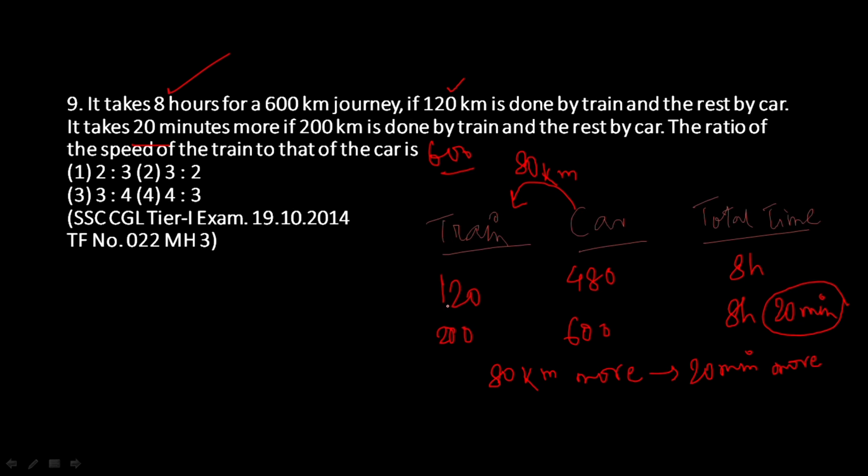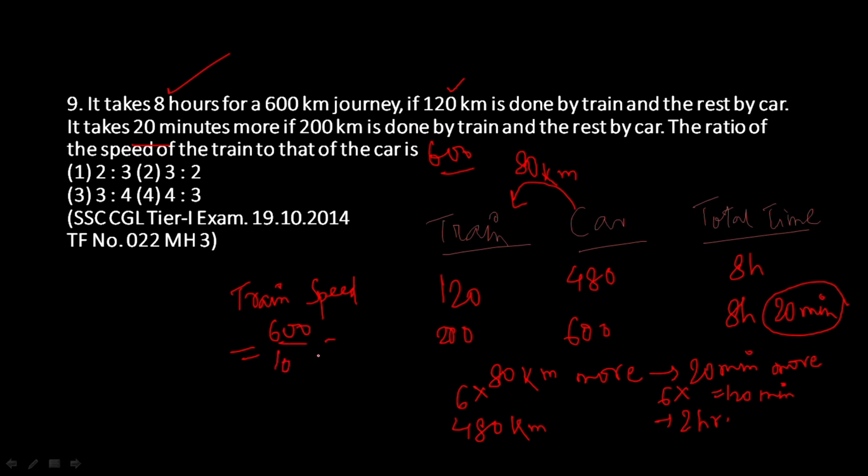So if this is 480 more, means if we have to multiply it with 6, means in that case the train will cover the whole distance 600 km, right? So it will be 480 km and it will take extra 2 hours, 120 minutes, means 2 hours, right? So if the train will cover total 600 km, then it will take extra 2 hours, means 10 hours. So what is the speed of the train? Speed of the train is 600 upon 10, means 60 km per hour, right?